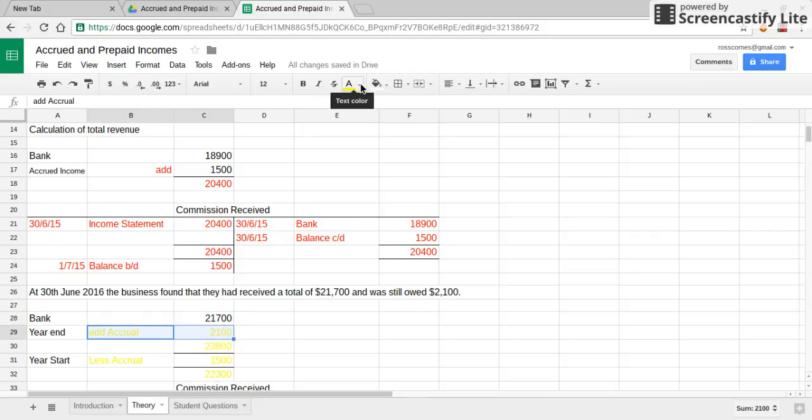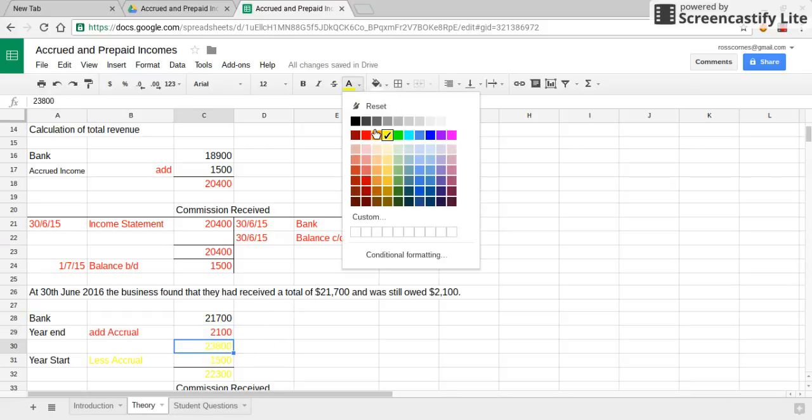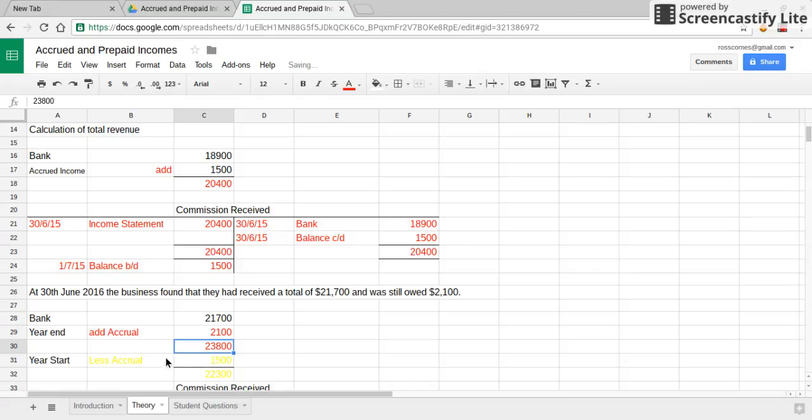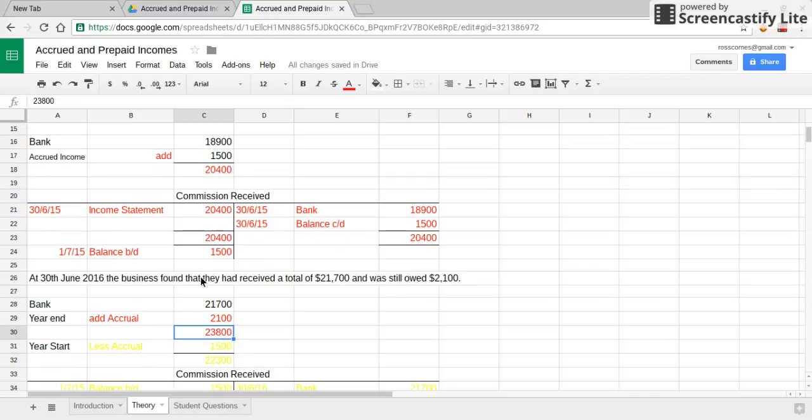So what we're going to do is add on the amount owed at the end of the year again. But what we need to do is another adjustment for this amount of money that they were owed from last year. And that gets taken off because part of the $21,700 in the bank will have been this $1,500 that should have been included in last year's income.